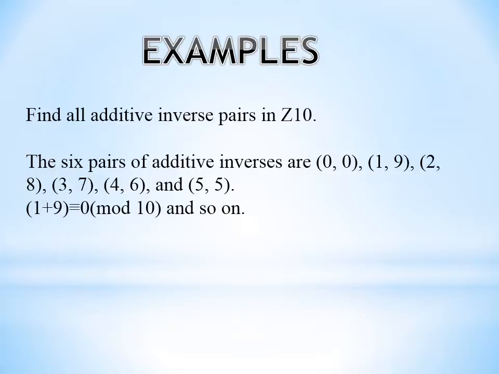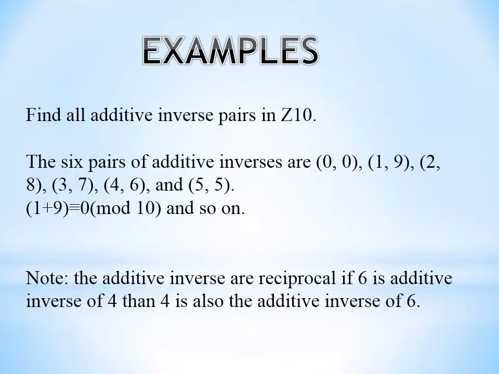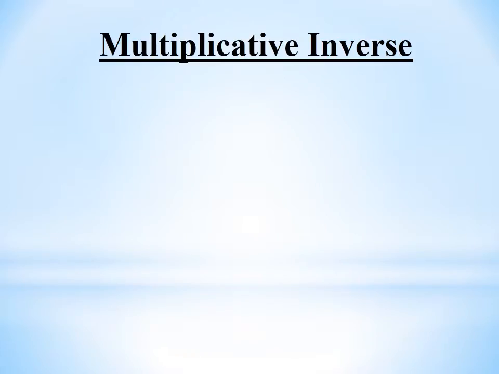Example. Find all additive inverse pairs in Z10. The 6 pairs of additive inverses are 0 and 0, 1 and 9, 2 and 8, 3 and 7, 4 and 6, and 5 and 5. For example, 1 plus 9 modulo 10 gives us 0, and so on. Note, the additive inverses are reciprocal. If 6 is the additive inverse of 4, then 4 is also the additive inverse of 6.